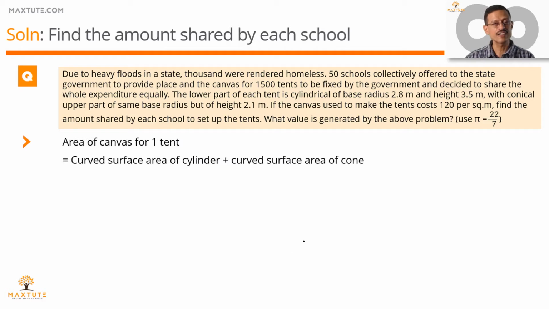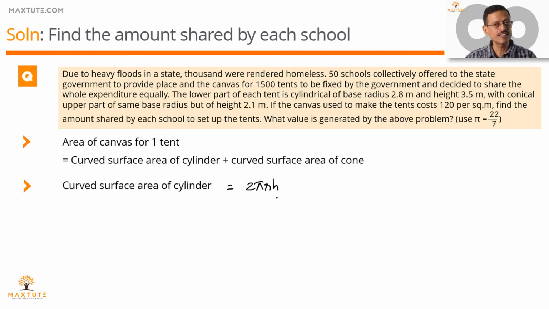The base is a cylinder, the top is a cone. The curved surface area of the cylinder plus the curved or lateral surface area of the cone together will give you the area of canvas required for one tent. Part 1, let's compute the curved surface area of the cylinder. The formula is 2 pi r h.